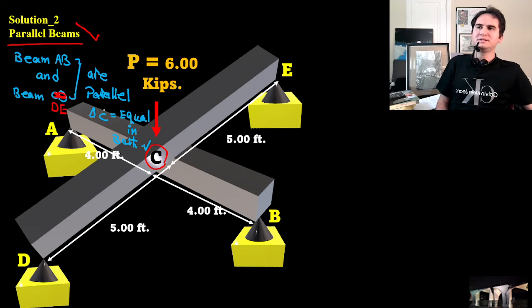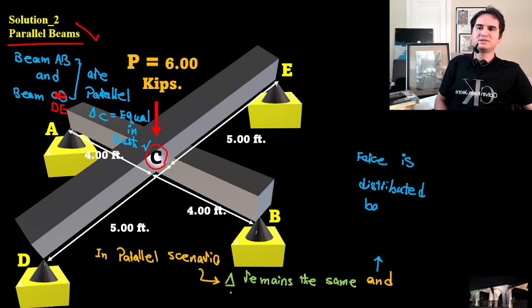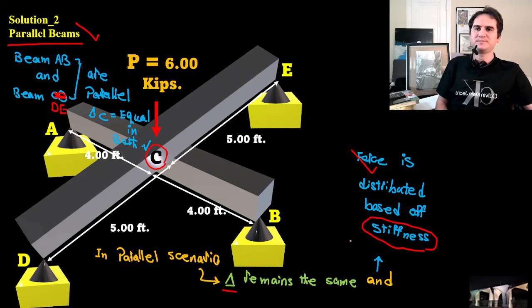In parallel, delta is the same, but forces are distributed based on the stiffness of the springs or beams. Because of the configuration of this scenario, the delta at the center is the same. That's a reminder of the parallel condition: delta at C remains the same in both beams, and force is distributed based on their stiffness.